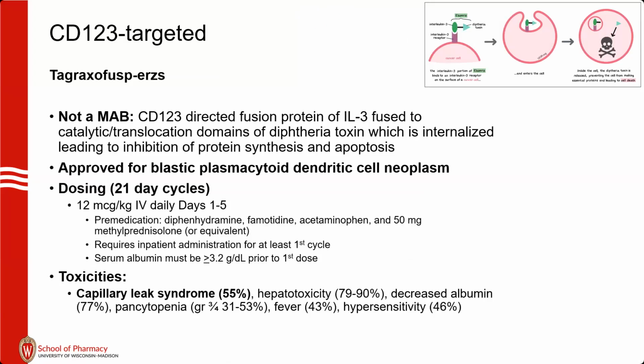But it's CD123 targeted. It's a fusion protein of IL-3 fused to a catalytic domain of the diphtheria toxin, which can be internalized, leading to the inhibition of protein synthesis and apoptosis. It does have an approval in blastic plasmacytoid dendritic cell neoplasm. So I did want to highlight this as a weird product. Again, not technically a monoclonal antibody, but certainly in that payload idea in the hematology space.